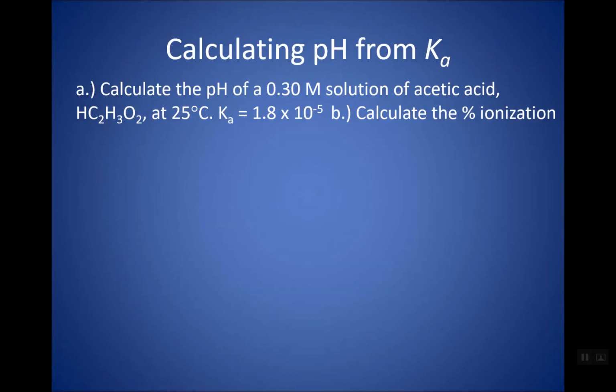Okay, let's try the opposite direction. You might want to pause the video and try this. Calculate the pH of a 0.3 molar solution of acetic acid. Here's my Ka. Also calculate the percent ionization. Again, feel free to pause the video and check your work.